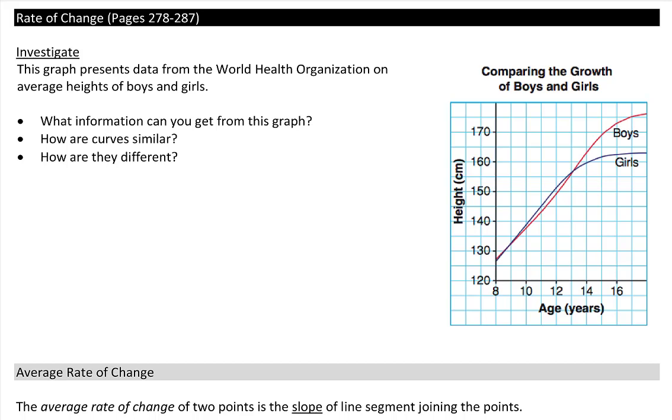Next, we are going to look at the concept of rate of change. This graph presents data from the World Health Organization on average heights of boys and girls. So here are some questions to think about. What information can you get from this graph? How are the graphs similar? And how are they different?